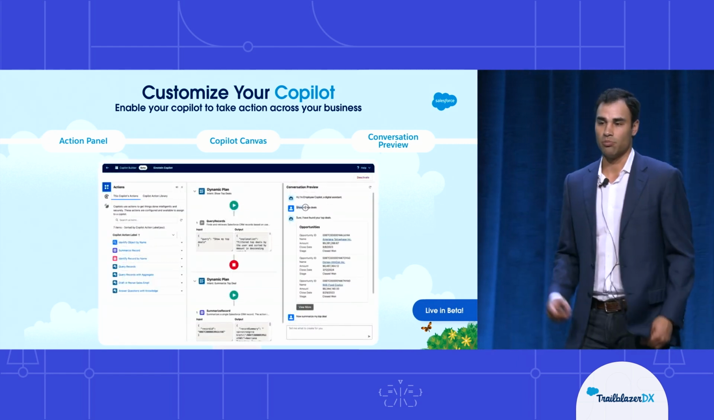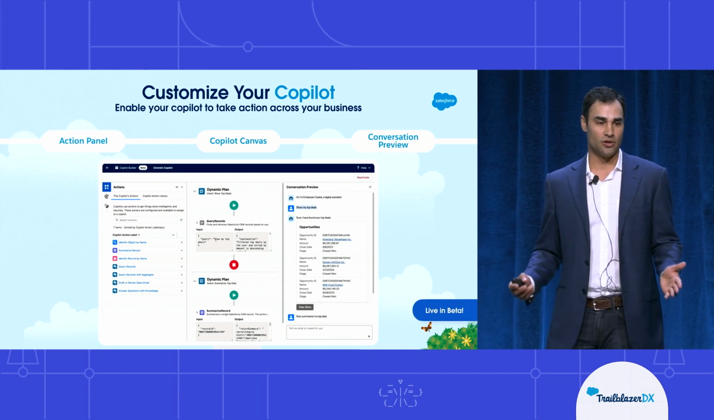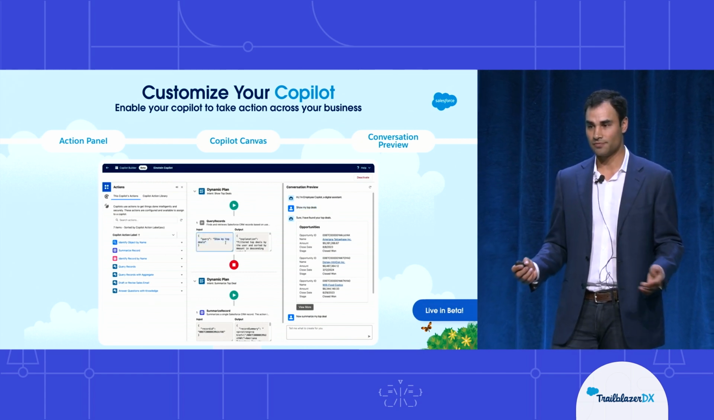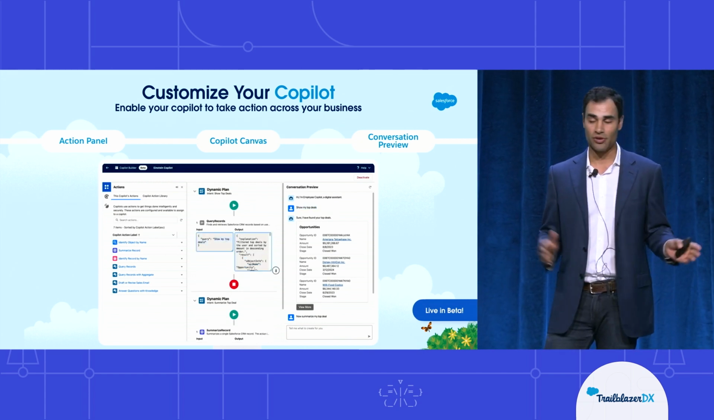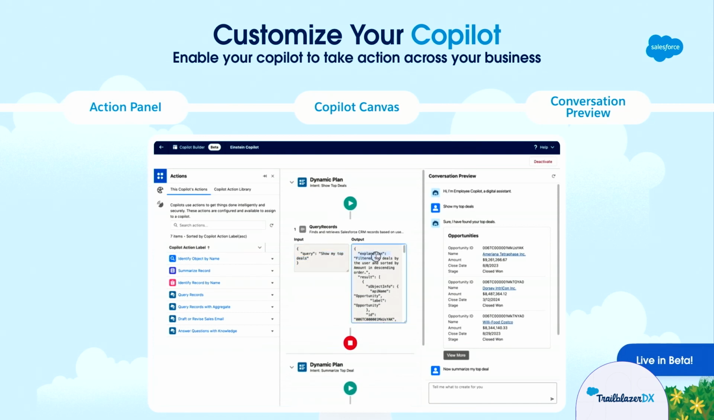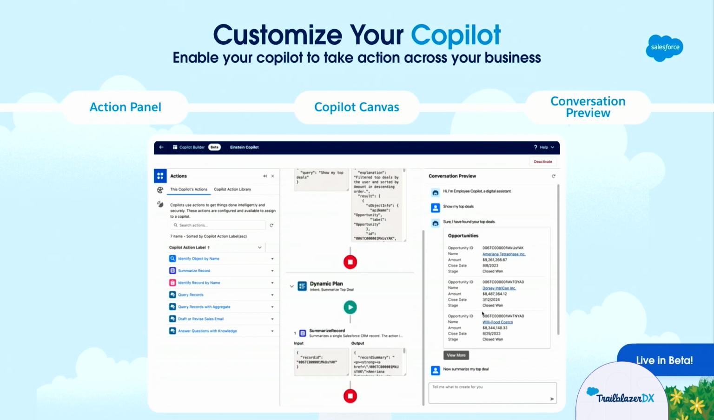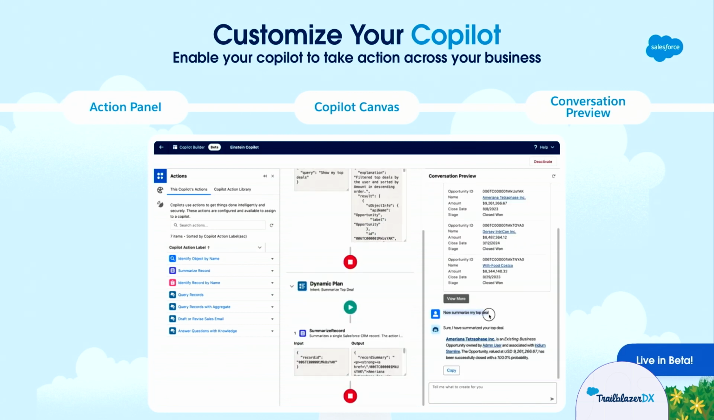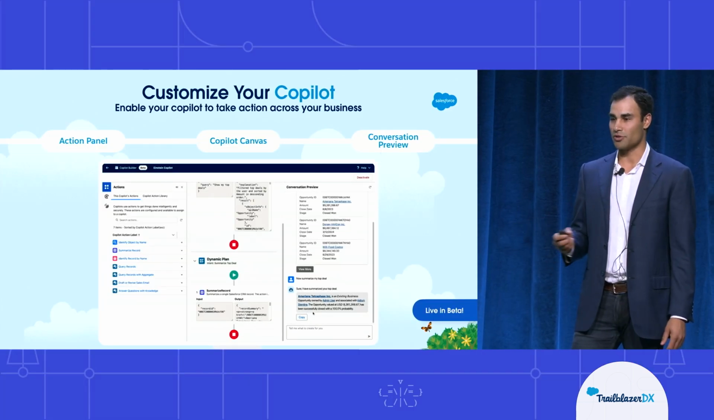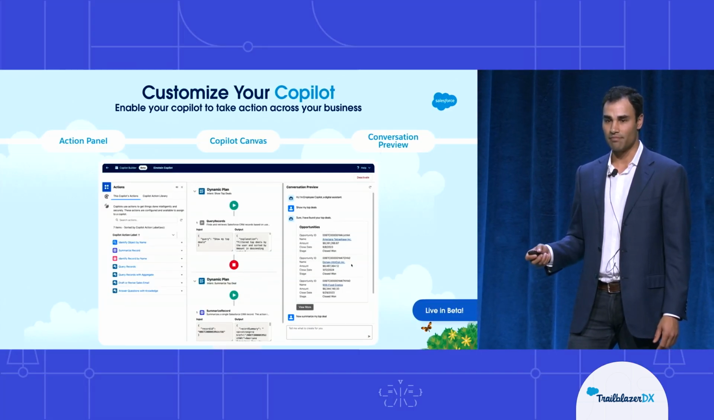In the middle, you'll see the plan tracer, or what we like to call the Copilot canvas. Earlier, Vinay briefed you on the planner and told you how it acts as the left brain of your Copilot. Well, on the canvas, this is where you can see how the planner thinks. Utilizing the conversation preview on the right, you can simulate different user interactions, testing different utterances, and seeing how the planner responds and reacts in real time.